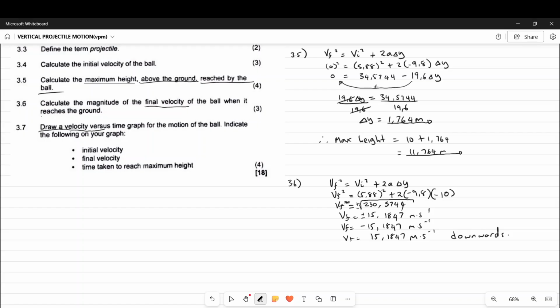the velocity versus time graph. So we know the velocity time graph is a straight line, right? For the motion of the ball, indicate the following on your graph: the initial velocity, final velocity, and time taken to reach the maximum height. So these are the key points. This is what you need to indicate, nothing else.